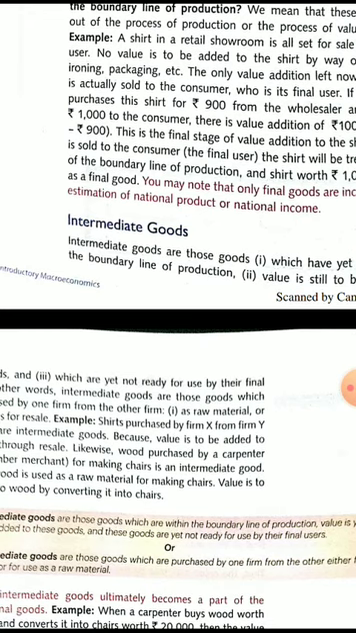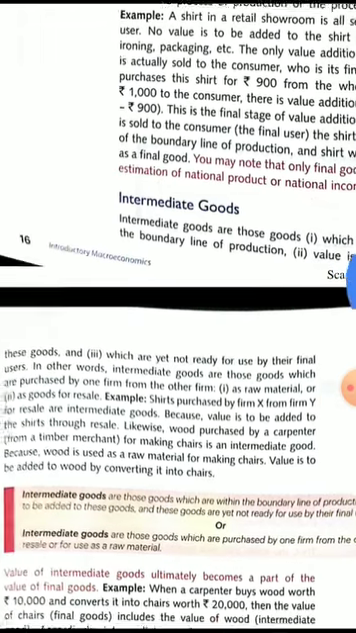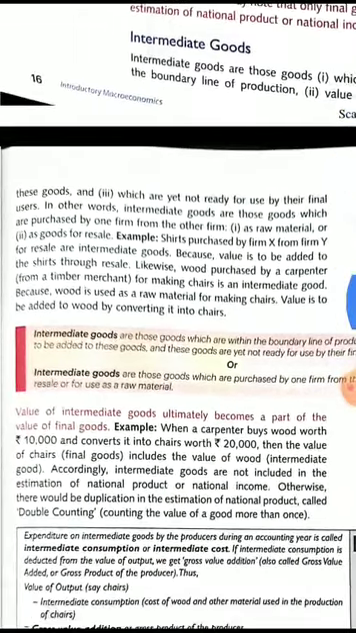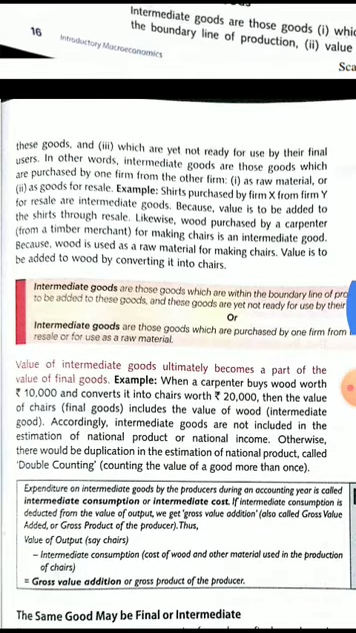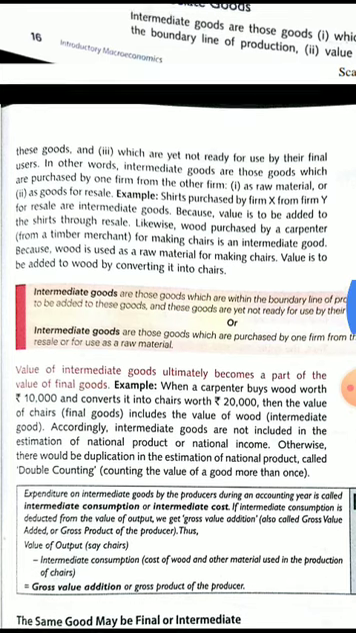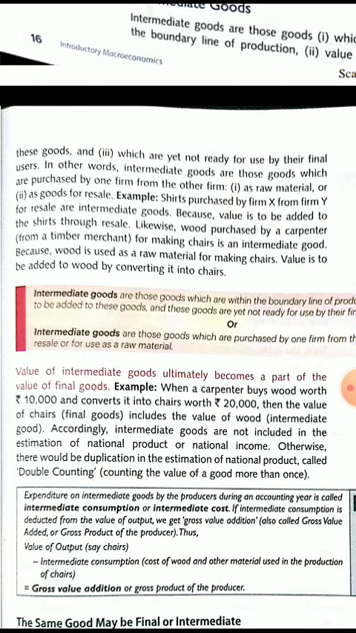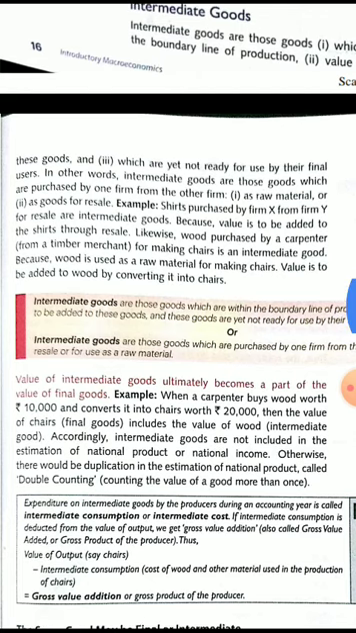Suppose, for example, a carpenter purchases wood for making a chair, and cloth is purchased by a tailor for making shirts. All the above are examples of intermediate goods. Now, the cost of these goods is included in the final price, so the cost of intermediate goods will never be added in the estimation of national income because final prices have already been taken.